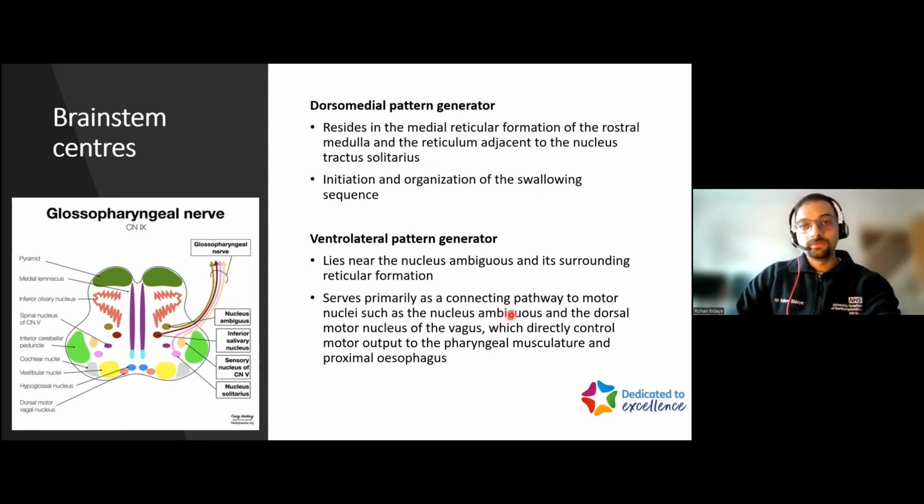And it primarily serves as a connecting path to a motor nucleus, which controls the motor output of the pharyngeal musculature and the proximal esophagus. Now, a point to note is both these nuclei are very close to the glossopharyngeal nerve nucleus as well as the vagal nerve nucleus.